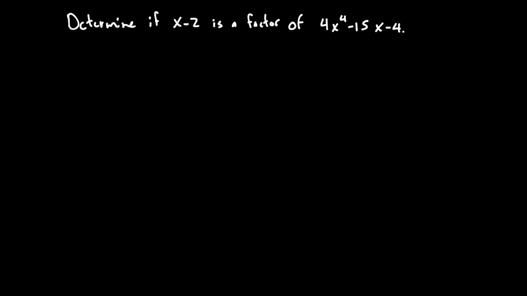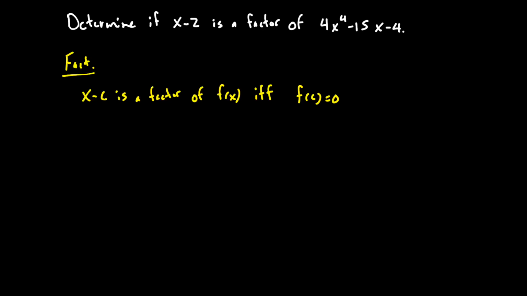And the fact states that x minus c is a factor of a polynomial if and only if we evaluate our polynomial at c, we get that it's equal to 0. Another way of saying this fact is that x minus c is a factor of our polynomial if and only if c is a 0 of the polynomial. Here, set f of x equal to our 4x to the fourth minus 15x minus 4.